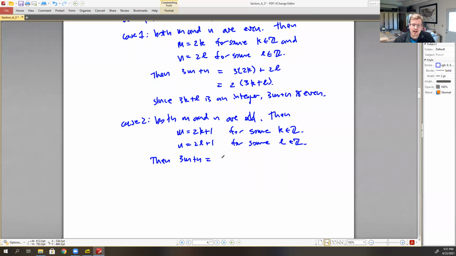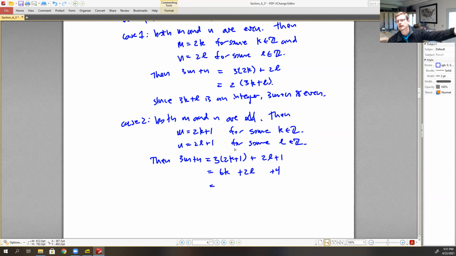Okay, so let's give this a shot. m is 2k plus 1, so this is 3 times (2k plus 1), plus n, which is 2l plus 1. All right, so this gives me 3 times 2k, which is 6k. 3 times 1 is 3, plus 1 is 4, and I still have the 2l. So I have 6k plus 2l plus 4.